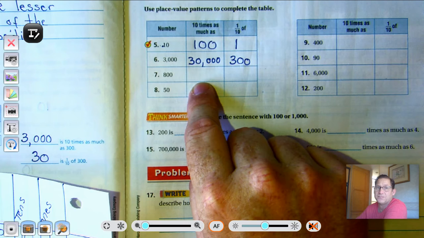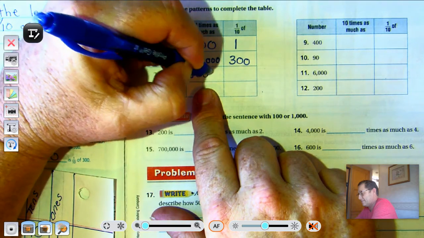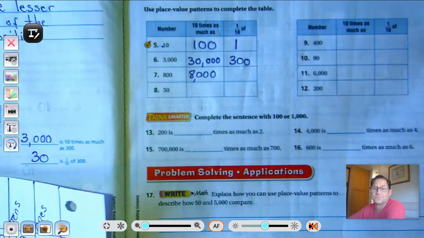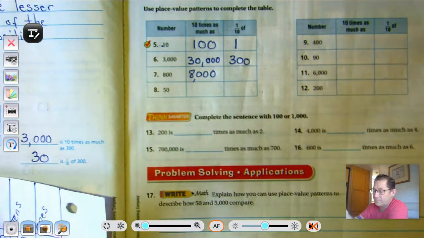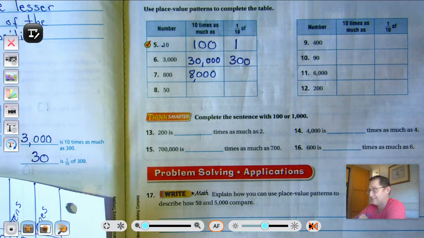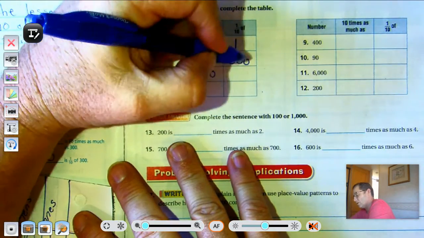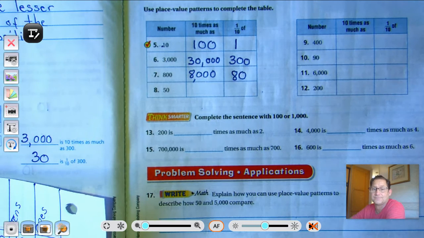Well, 10 times as much as 100 is 1,000, right? So we'd be going from 800 to 8,000. If we take 1/10 of 800, we'd be going from the hundreds place, one place to the right, which would be the tens. And so 1/10 of 800 is 80. 10 times as much as 50.